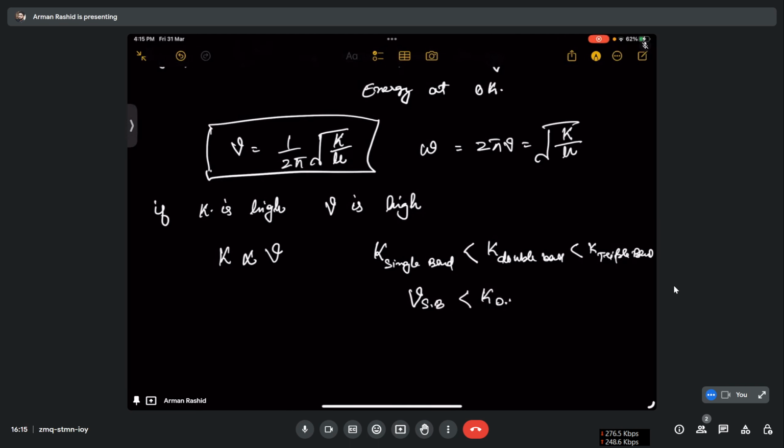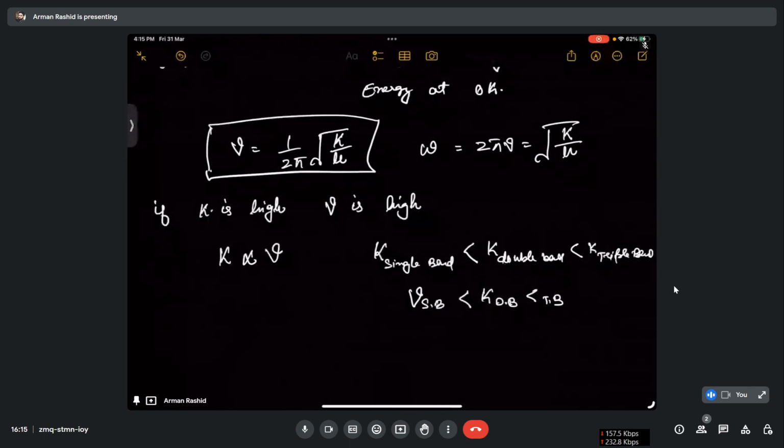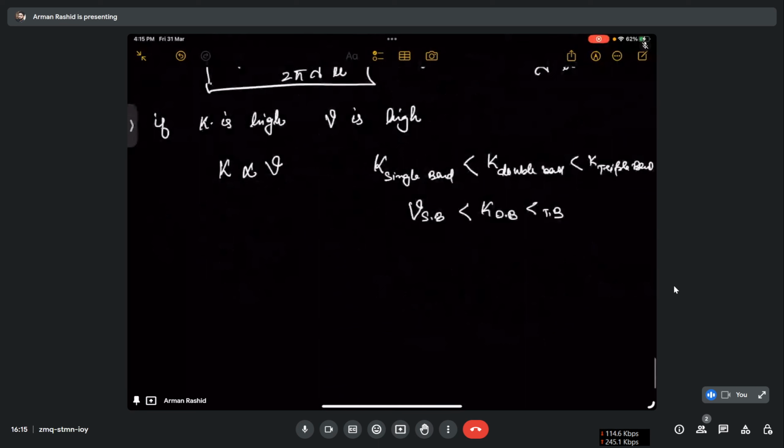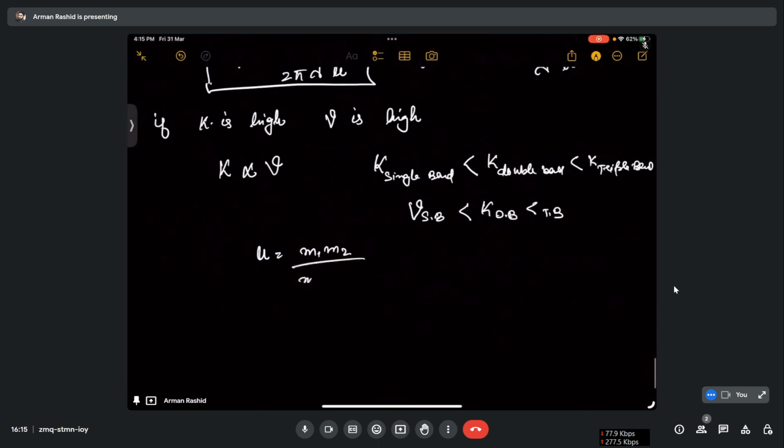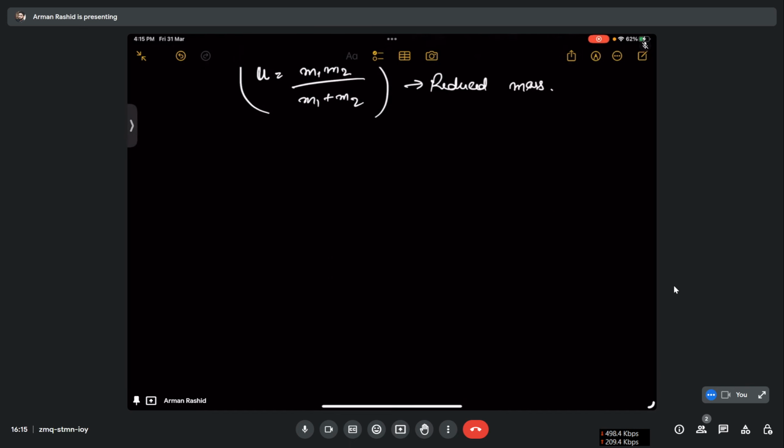So from this we can actually separate different types of the bonds in a system, whereas mu is called the reduced mass. So mu is given by m1 m2 divided by m1 plus m2, and this is called the reduced mass.